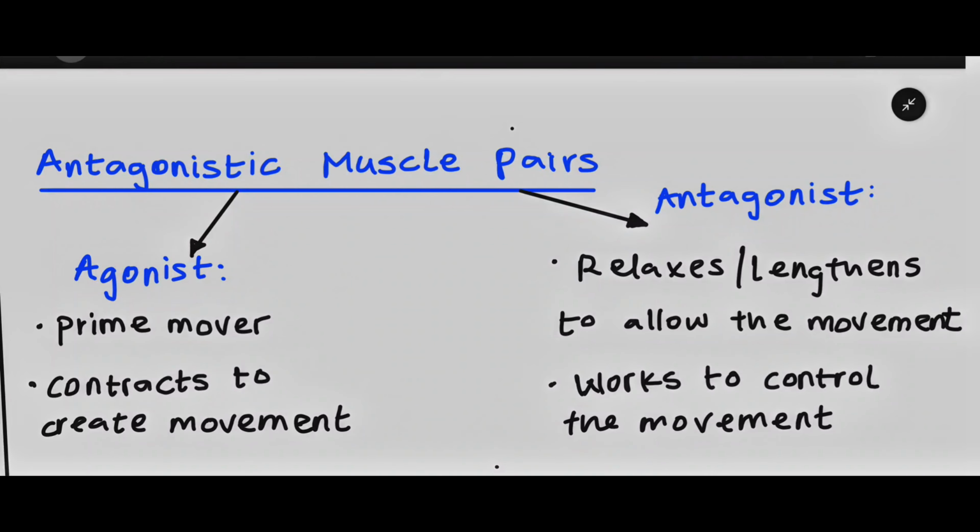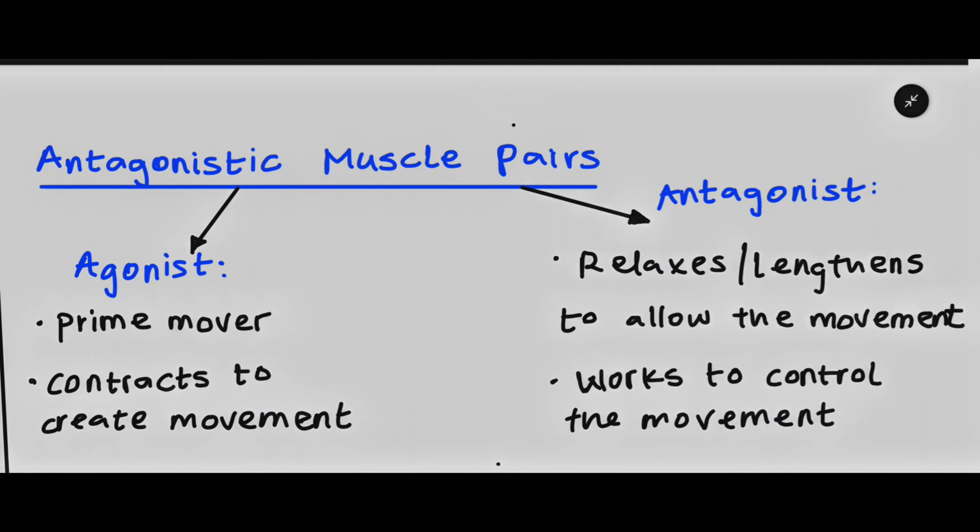Okay, let's look at some easy examples of antagonistic muscle pairs in action. So if we go to the biceps, for a bicep curl, for example, you have the upward phase and the downward phase. The upward phase, which is elbow flexion, your biceps are the agonist because they are contracting to pull on the lower arm to create elbow flexion. So they are the agonists because they create that movement. Meanwhile, your triceps, on the other hand, are the antagonist because they are relaxing to allow that upward phase of the bicep curl to happen.